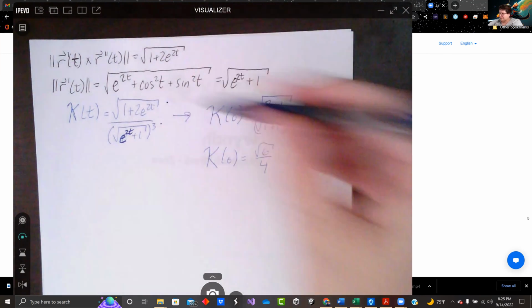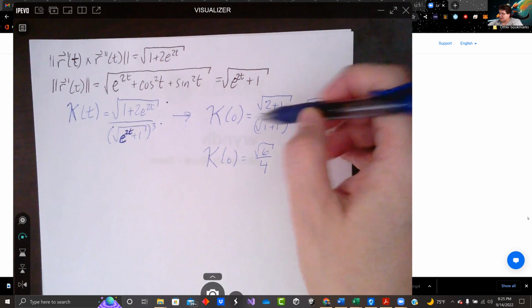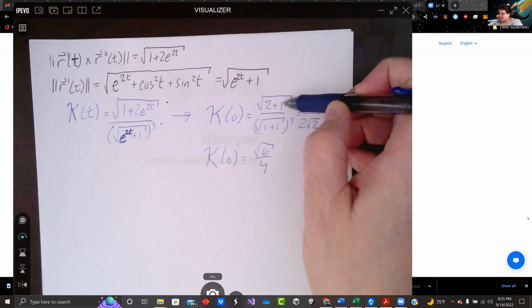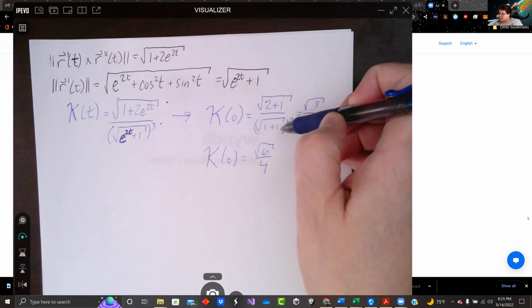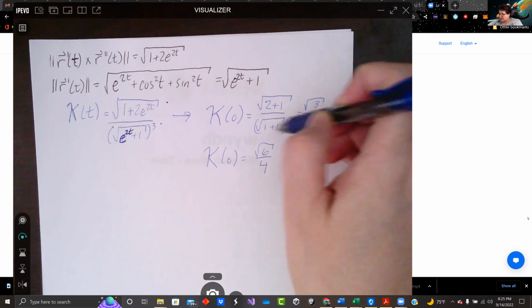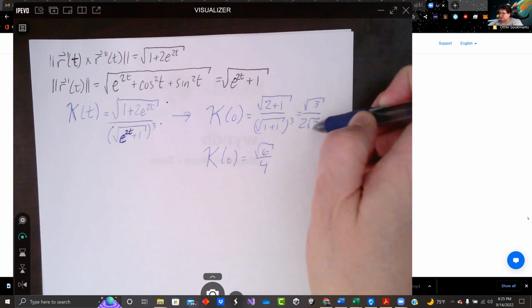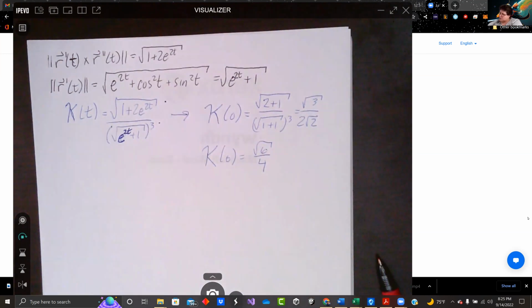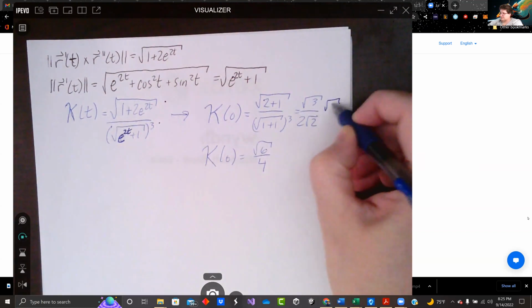If we want to find kappa of 0, we plug in 0. We get 3 on top and 2 on bottom in the radical, and it's cubed. So square root of 2 cubed is 2 root 2. And this will clean up to 6, square root of 6 over 4, if we just multiply the top and bottom by root 2 over 2.